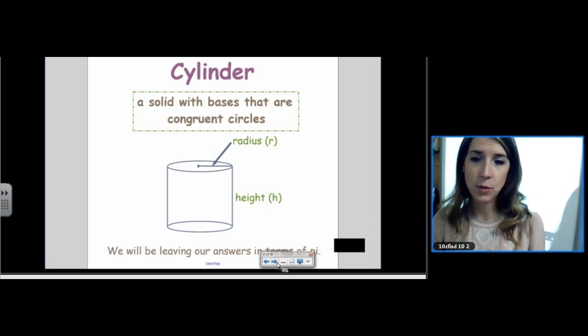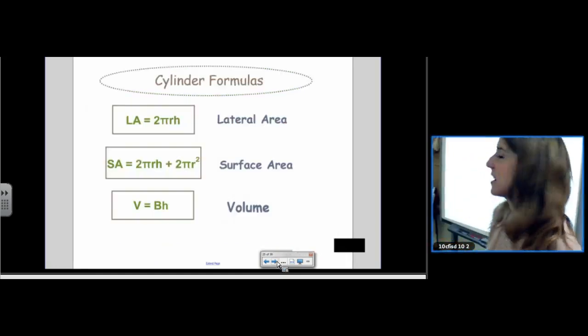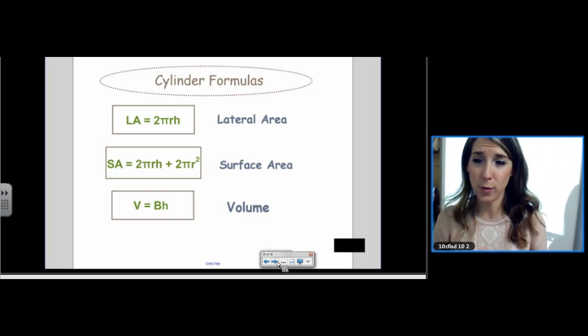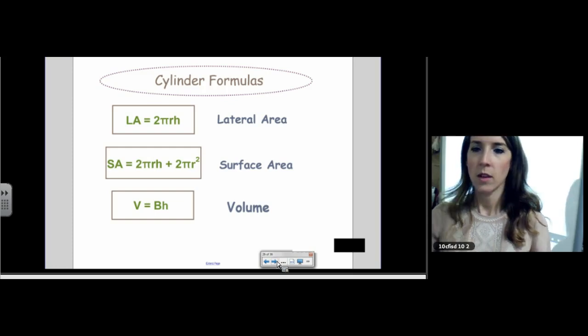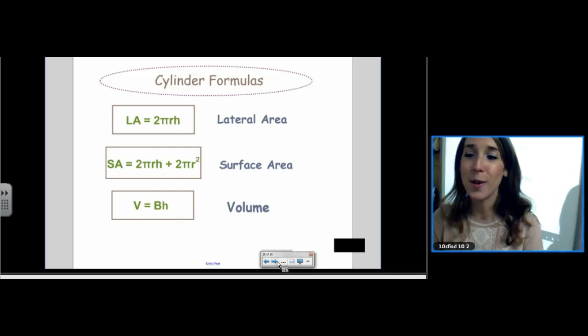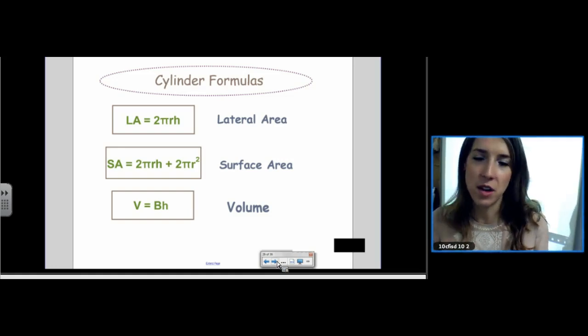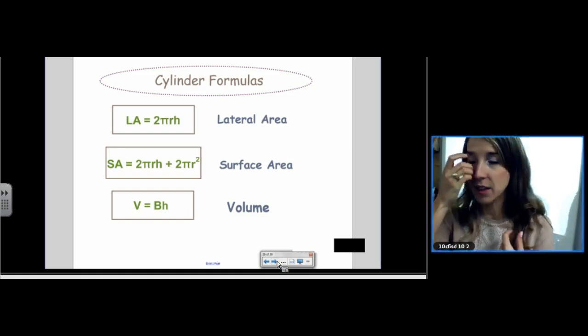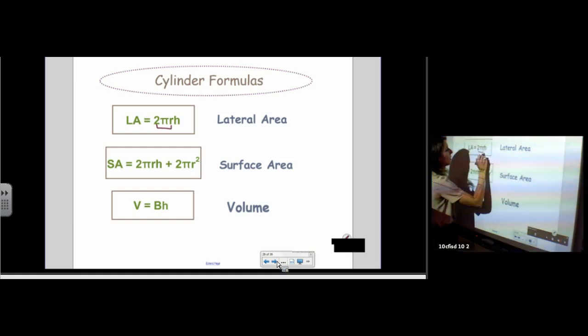Let's dive right into the formulas. These are the exact ones on your formula chart. Write them down, please. Lateral area, surface area, and volume. What's really cool is that the formulas are the same for prisms as cylinders. But in a prism, we don't know its base. We're not sure what it's going to be. But in a cylinder, we know its base. So this is really just perimeter times height. Do you see that? It's circumference times height. 2 pi r, that should sound familiar. That's circumference.